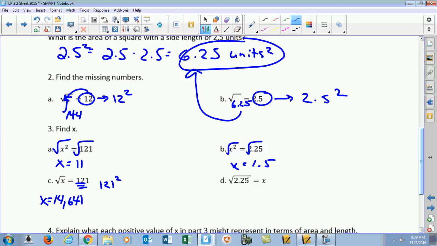Now you notice D isn't the same as C, isn't it? No, we have a number underneath the square root now. We want to find the root of that. So what's the square root of 2.25? Jamie? Yeah, we actually did that in B, right? When we found x squared, we took the root. We ended up taking the square root of 2.25 to find the answer. So x here is 1.5.